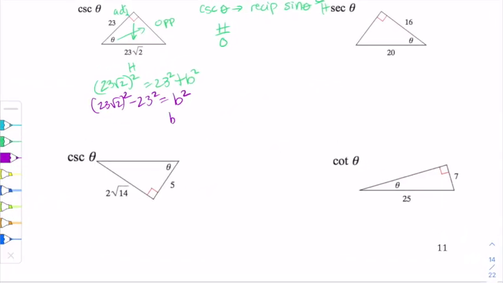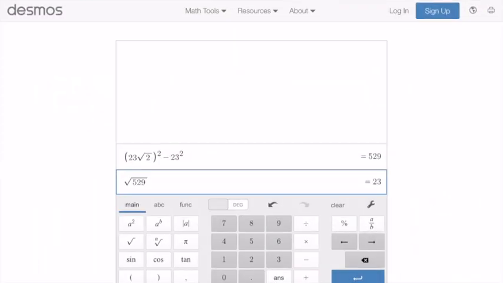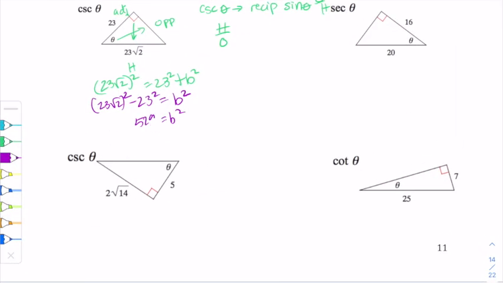So then b squared equals 529, which when we square root, again, we don't have to do plus or minus on this because we're in distances, so our distances are positive. So now I'm going to get the hypotenuse, which is 23 root 2, over the opposite, which is the 23. The 23's can cancel, so we get root 2 as our answer.